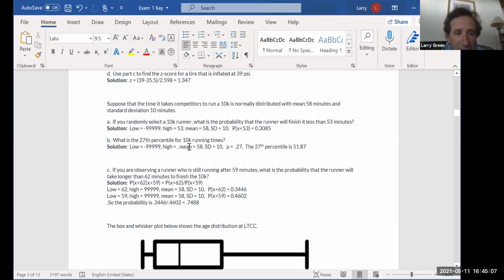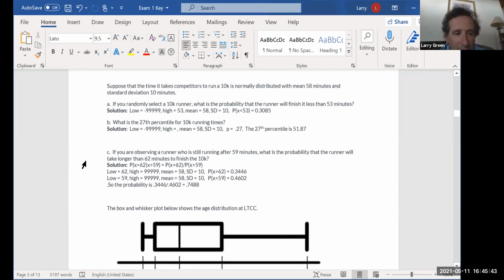What is the 27th percentile? Here, that means we know the low is negative 99999. The mean, we know. The high, we don't know. That's the question. The percentile is the high. And then we make sure that our P is 0.27. When we do that, you get 51.87 in the calculator. So A and B actually for a lot of you were easy, but C was hard. A lot of you had trouble with part C. My definition of hard means that most people didn't get it, whereas easy means that most of you got it. So A and B were easy, C was hard.